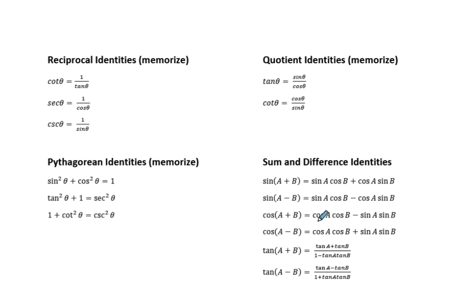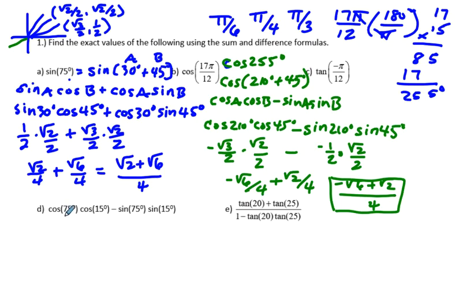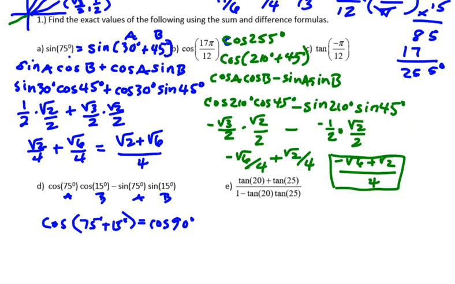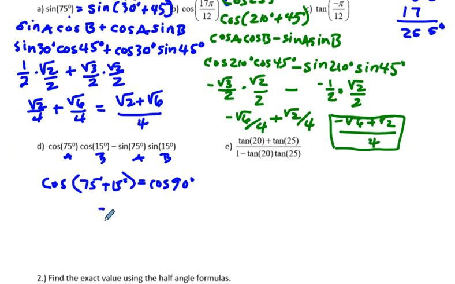So looking over here, cosine times cosine minus sine times sine, that would be the cosine of A plus B formula. So this is my A, this is my B, this is my A, this is my B. So this can just become the cosine of A plus B. And in this case, that's 75 degrees plus 15 degrees. You add them, and then on your unit circle, remember cosine is the x value, and the x value at 90 degrees is 0. So your final answer is 0.